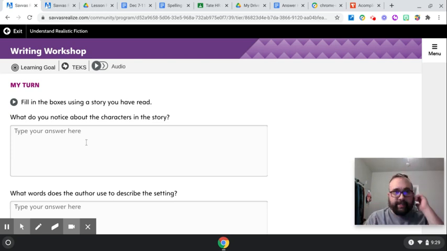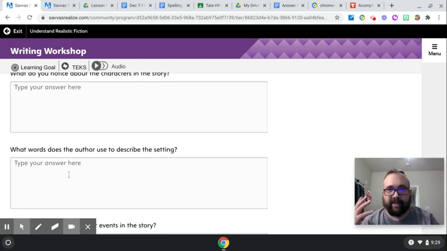And what you're going to do. What do you notice about the characters in the story? Okay? So if this is realistic fiction, I want you to focus on the characters in the story. All right? So what does that mean? I want you to think about the main character or the side characters, the people who are involved in the story and help move the story along. Think about those characters and what do you notice about them? How are they written? Okay.